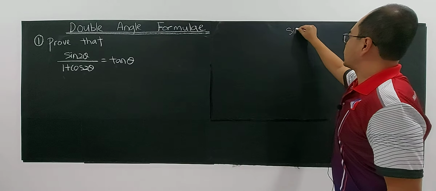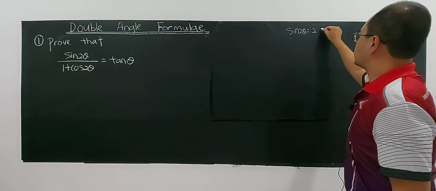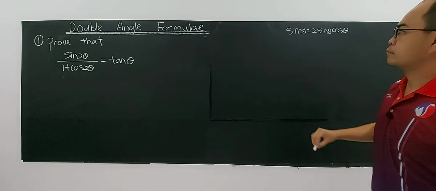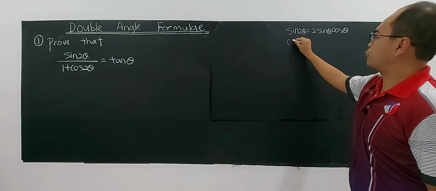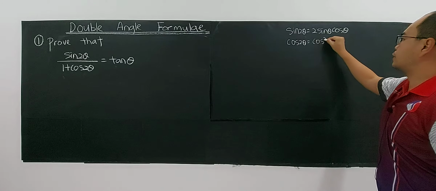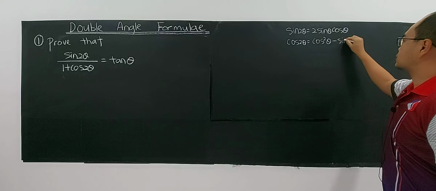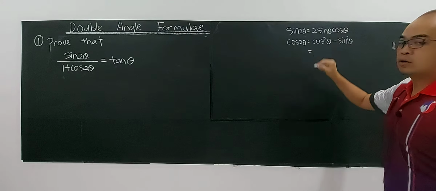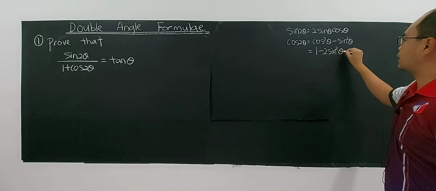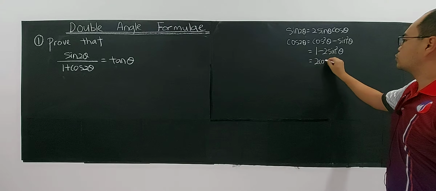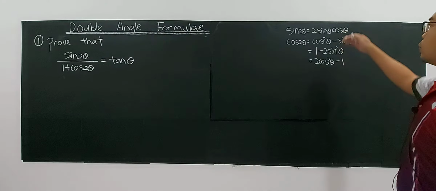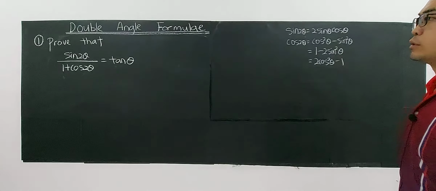So we list out the formulas in our mind. We know that sine 2 theta is 2 sine theta cos theta, right? Double angle. If you have cos 2 theta, you will have cos square theta minus sine square theta, or it can be 1 minus 2 sine square theta, or it can be 2 cos square theta minus 1, right? It's up to us to decide which one we should use.